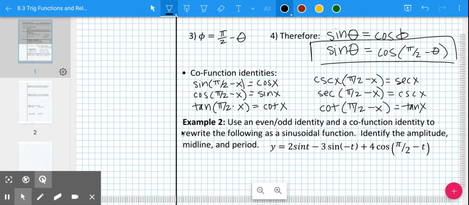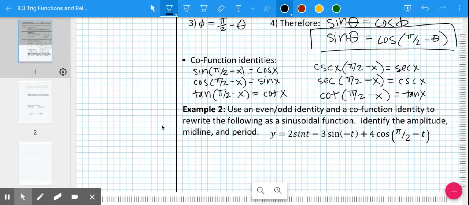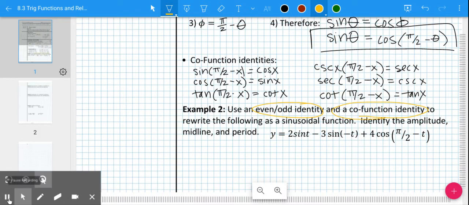And then what I'd like you to do is try example 2. Example 2 wants you to use an even-odd identity from before and a co-function identity from above to rewrite this as a single sinusoidal function. Go ahead and try that and put your answer in the Edpuzzle.